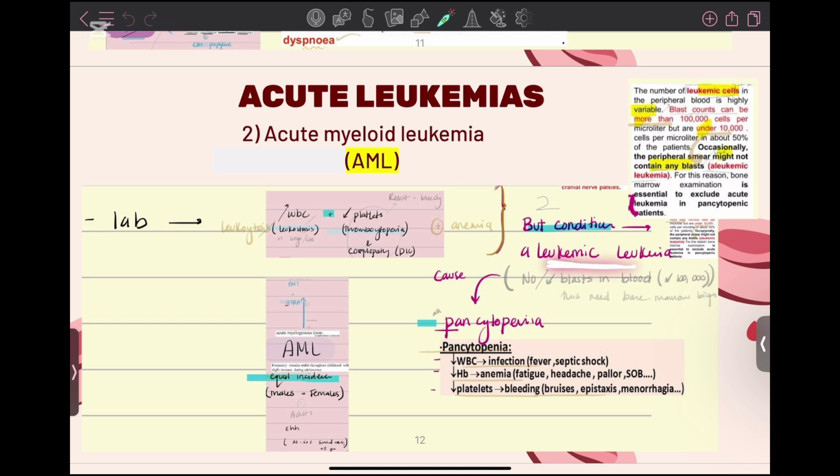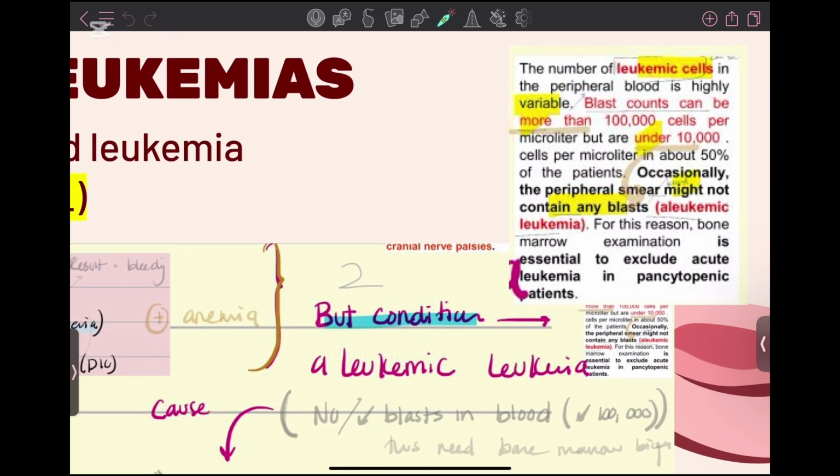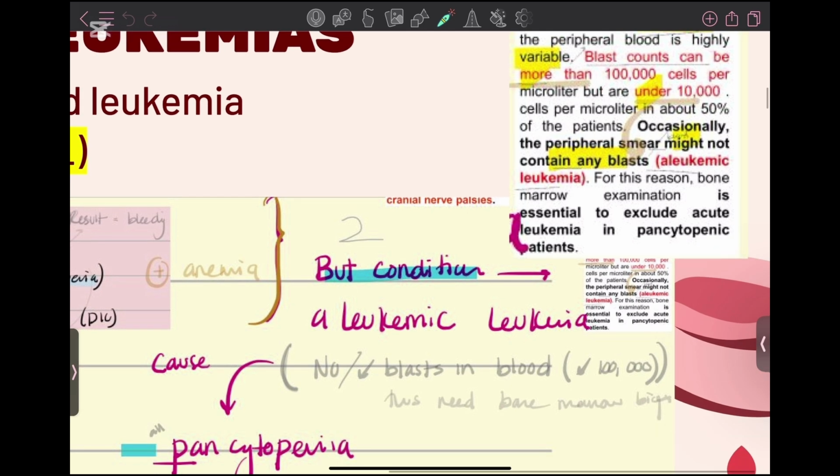What does this mean? When you look at the cells in the peripheral blood smear, you're going to see that the cells are variable in sizes. You're going to see blasts, you're going to see big cells, which is atypical for leukemia. Therefore, you would know that this is aleukemic leukemia.